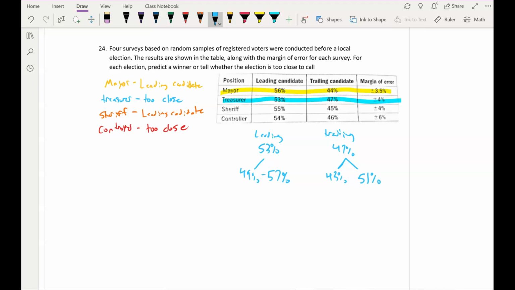Now, the trailing candidate could get 51%, it could get 50%, and the leading candidate could apparently get 49 and 50, or could also get 50 to 51%. Since there's overlap, you cannot confidently predict who's going to win. This one would be too close. So basically, using those two strategies, you should be able to figure out the sheriff and the controller as well.